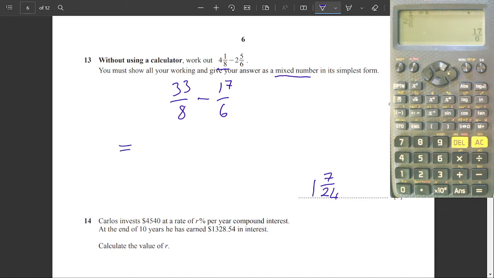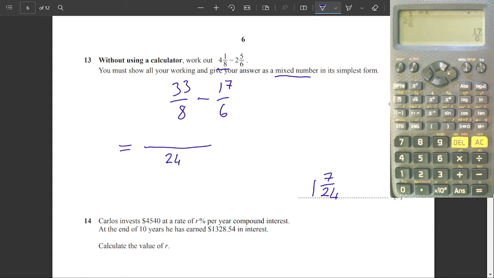Then we need to get the denominators the same. So we are tempted to go for 8 times 6, 48, which works. You get your marks if you get a common denominator of 48, but 24 is just the lowest common one. Okay, but you can use 48.